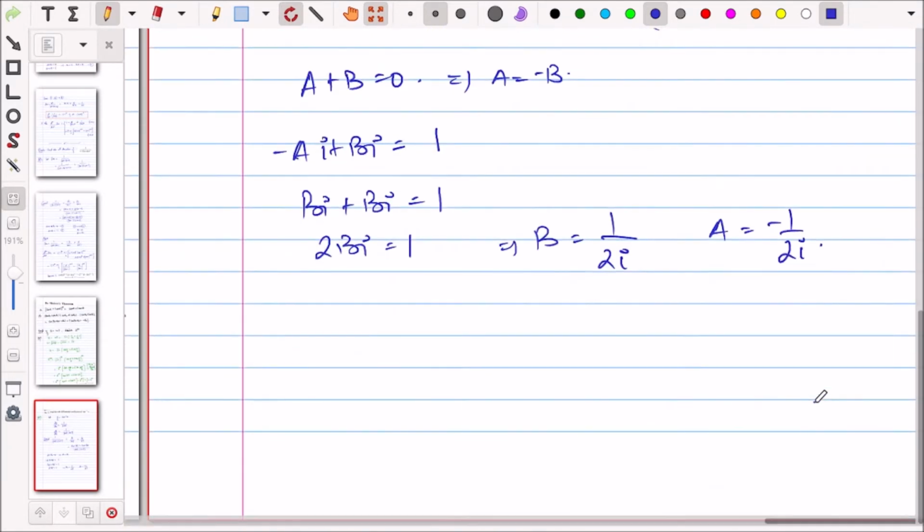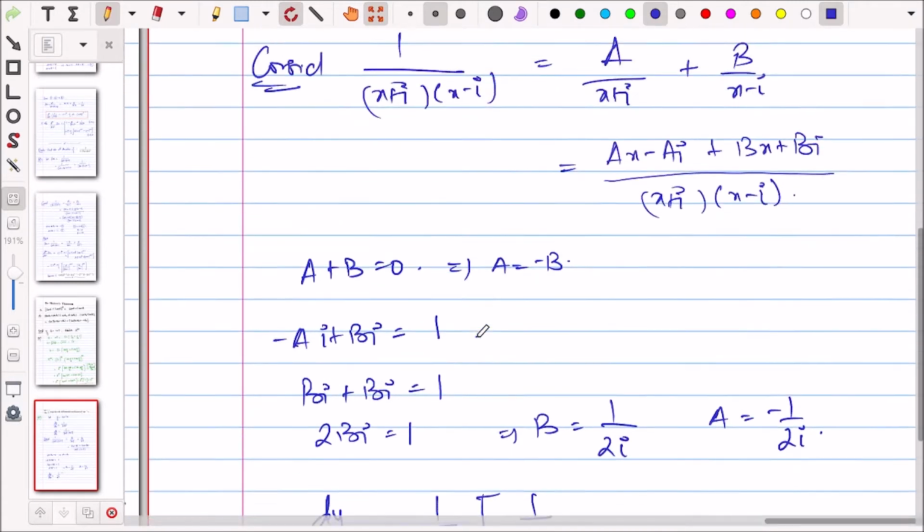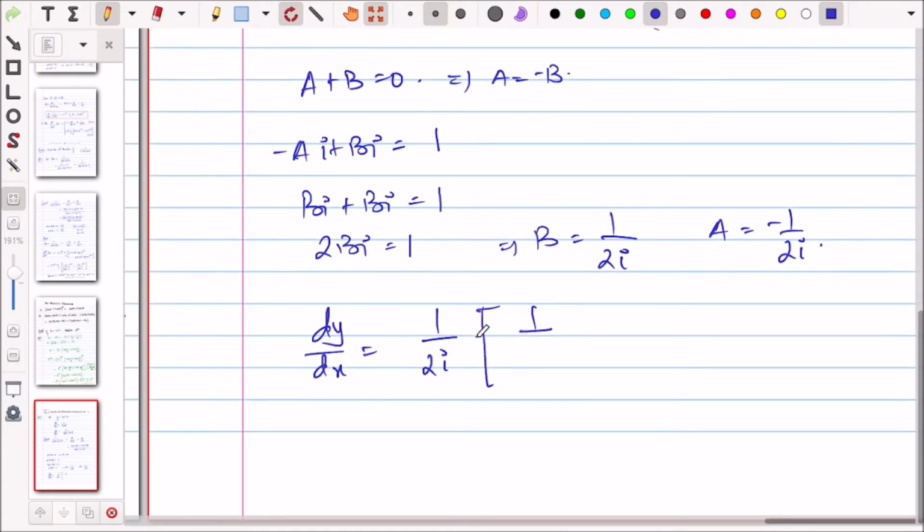So you can write dy by dx equal to 1 by 2i, which becomes common outside. So you can write the b term first, under b it was x minus i. So you can write it as 1 by x minus i minus 1 by x plus i.